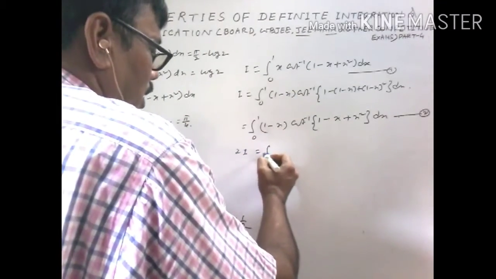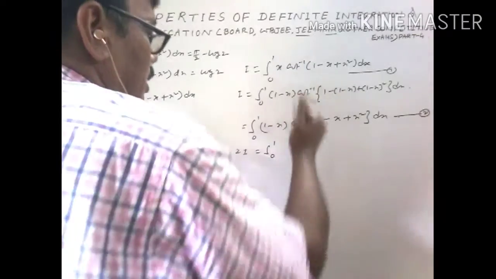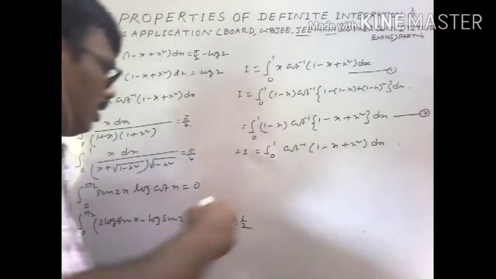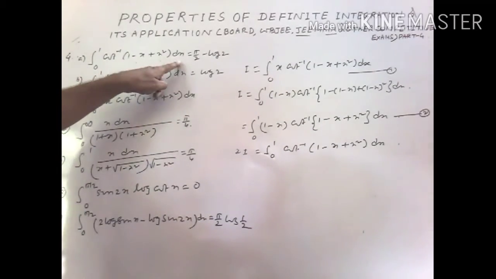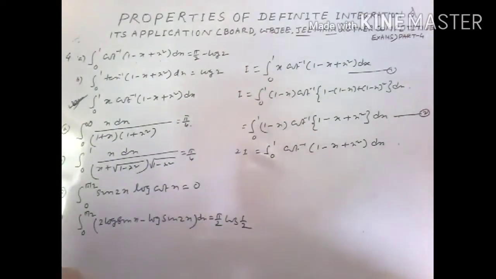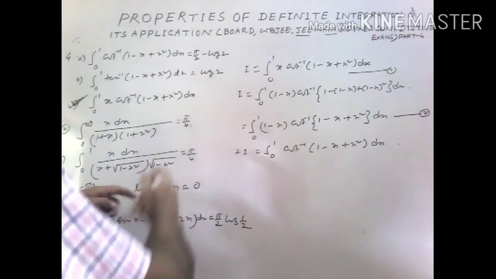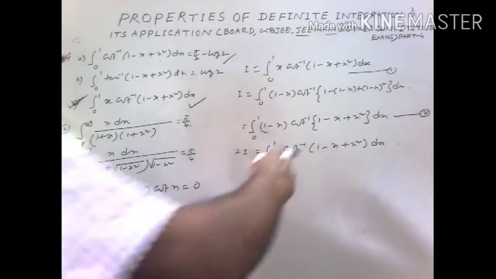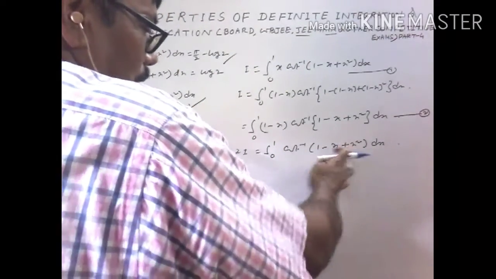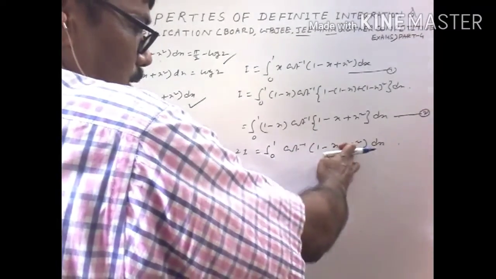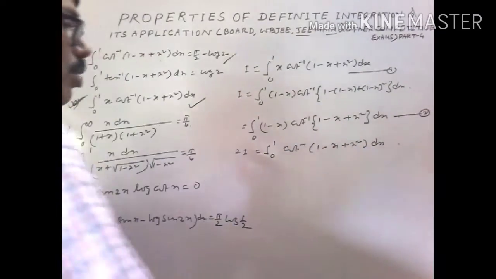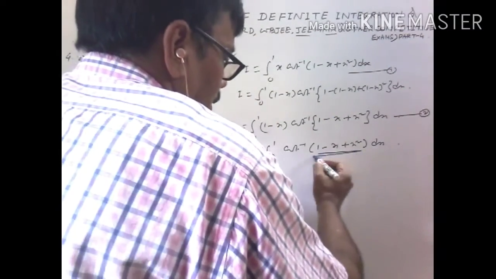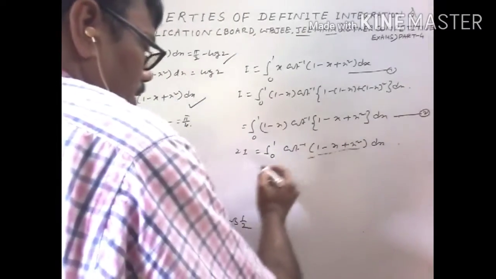So what is 2I? 2I is 0 to 1, x cancels, so cot inverse (1 minus x plus x square). So it is 2I. Cot inverse this. So this and this are the same, only they differ by a constant. Now look, if we integrate it by parts, then derivative of this is (2x minus 1) by (1 plus x square). So this is difficult. So our main aim will be to simplify this argument.